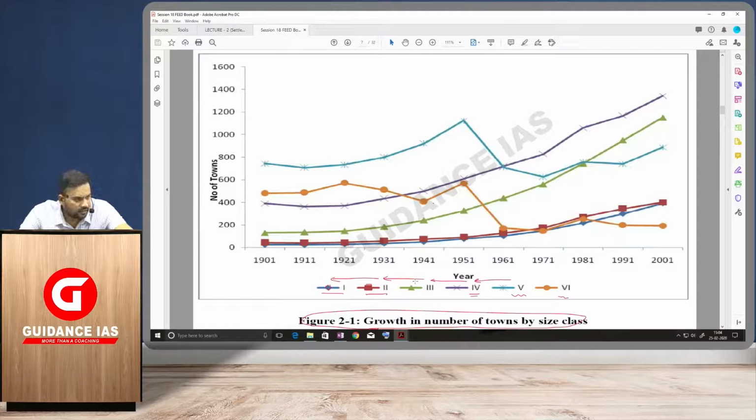Class 4 are graduating into class 3. 5 and 6 are graduating into class 4. So all these are growing, but the transformation of rural areas to cities, it is what? It is a very slow process in India. And because of that, what we find in this class 5 and 6, the growth is negative in terms of number of towns.